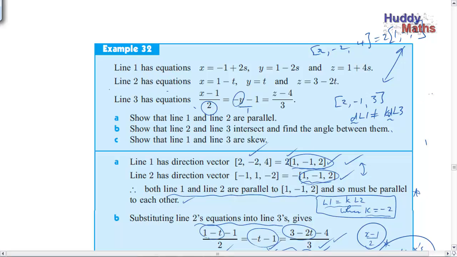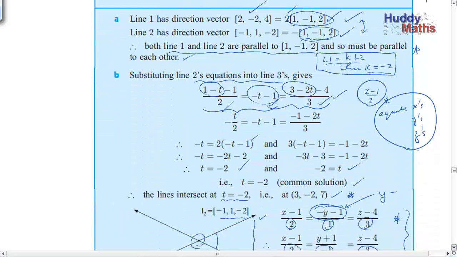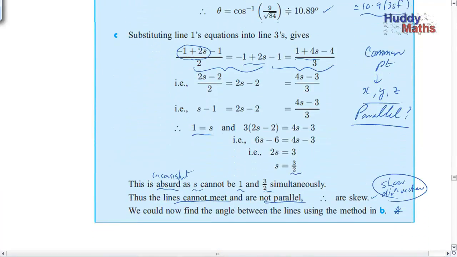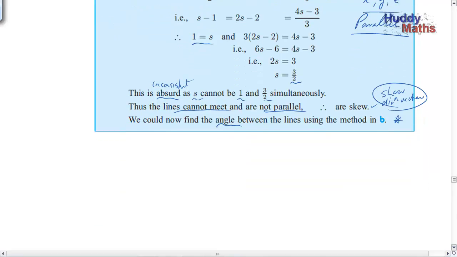So we should actually check that, because we're doing skewness by default, aren't we? We're saying they're skew if we can't show they intersect or are parallel. And you could find the angle using those direction vectors I just gave you. If you dotted them, the cos of the angle would be the dot product over the two lengths. That idea. All right, so I'll get you to practice some of that now. Come down and see what you can do.